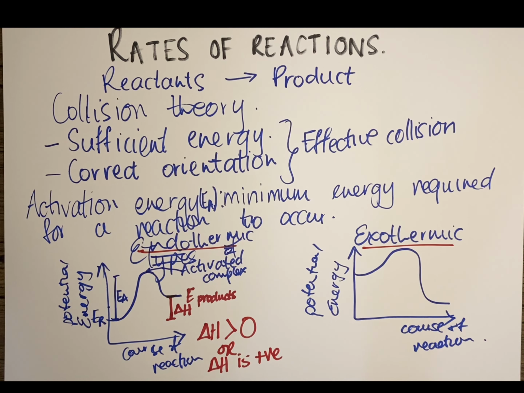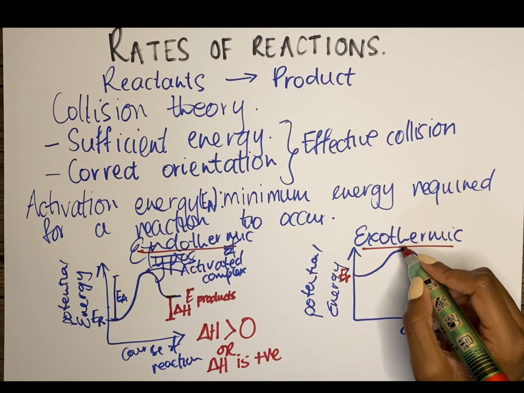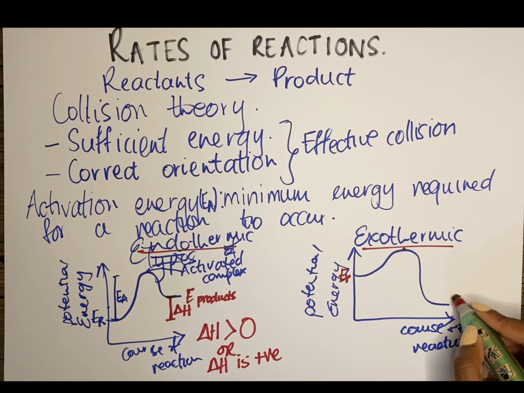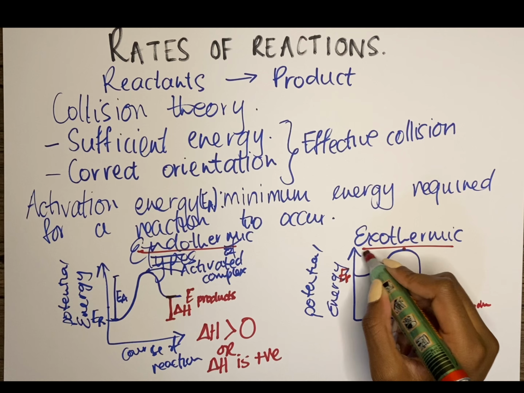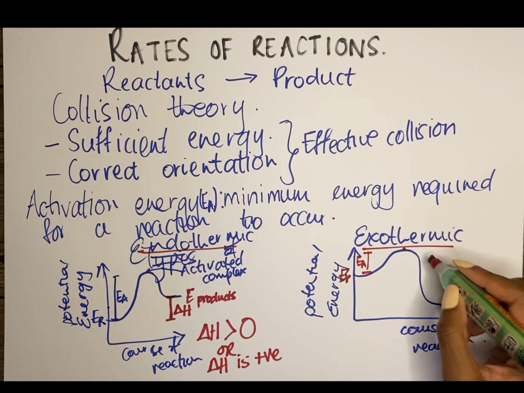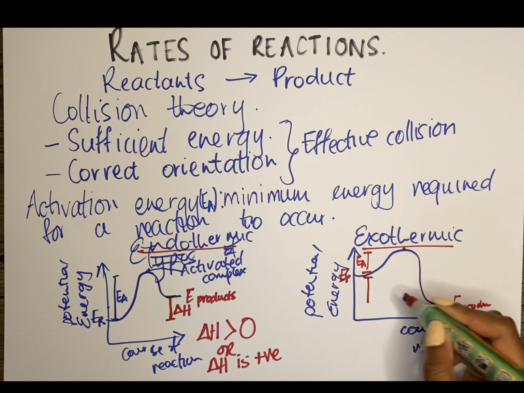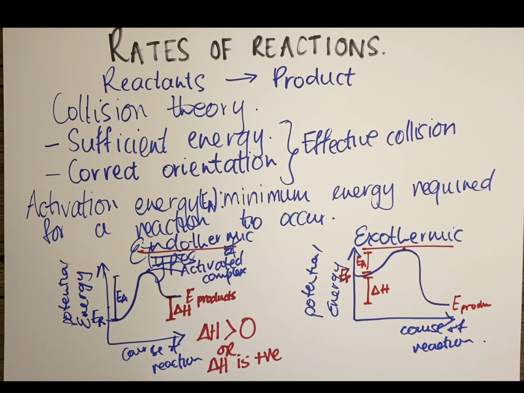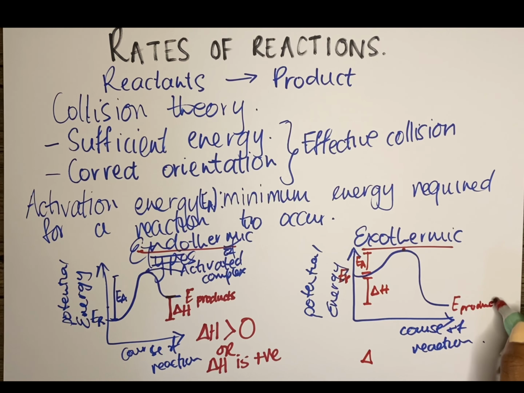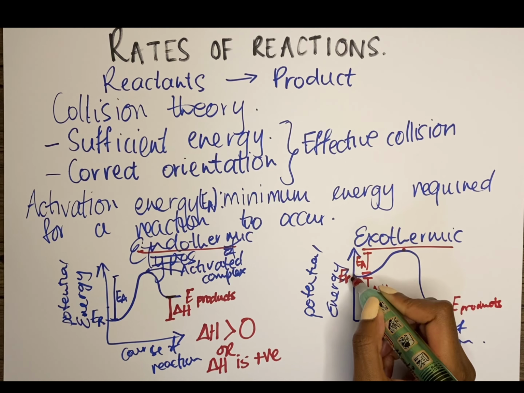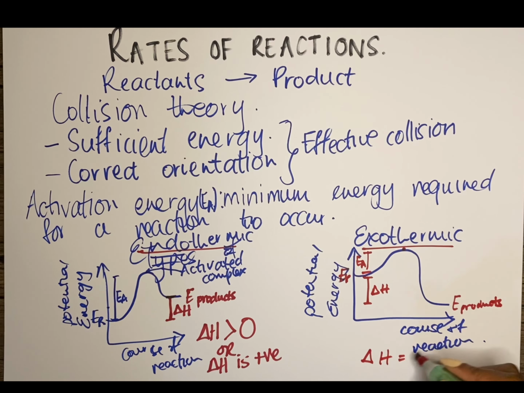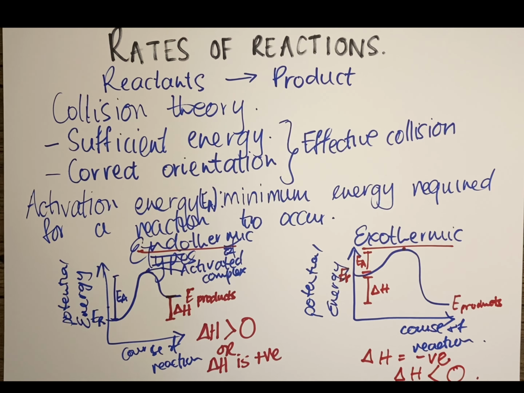However, for the exothermic reaction, the opposite is happening. Again, there is a certain energy of the reactants, which I'm representing as ER, and then this is going to be your activated complex, and then this is going to be the energy of the products. This is going to be your activation energy, and this is going to be your delta H, right? Since the energy of the products is less than the energy of the reactants, your delta H is negative for an exothermic reaction, or delta H is less than 0, right?